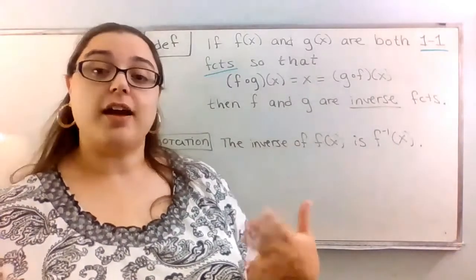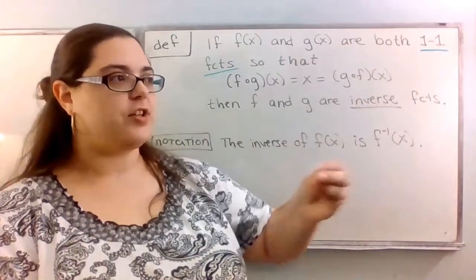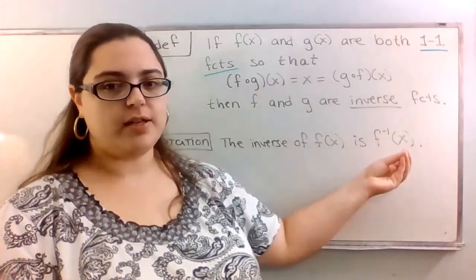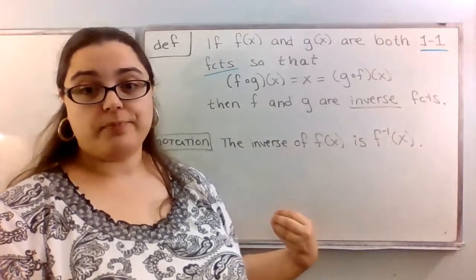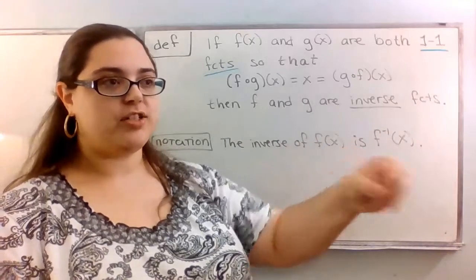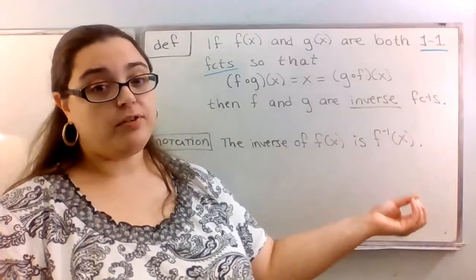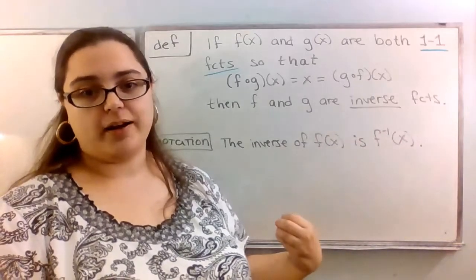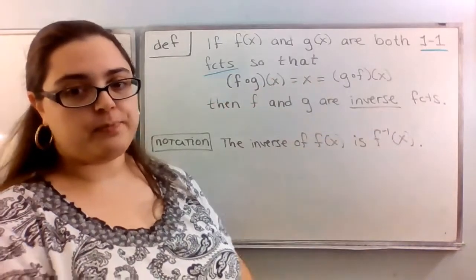In other words, they undo each other. So the input of x, f is going to bring the input of x someplace, and then g is going to pick it up and bring it right back to where it was originally. And vice versa. If you give g an input of x, g is going to take that input someplace, and then f is going to take that result and just bring it back to where it was in the beginning. So these two functions undo each other, that makes them inverses.